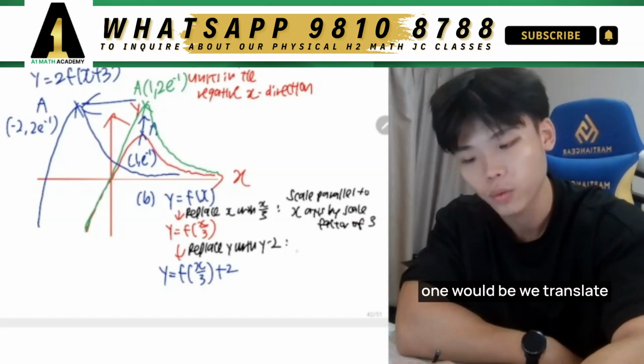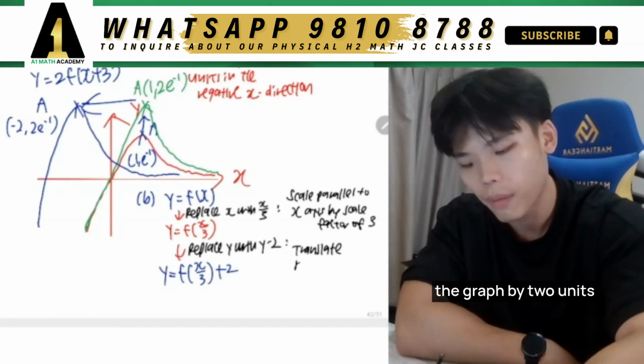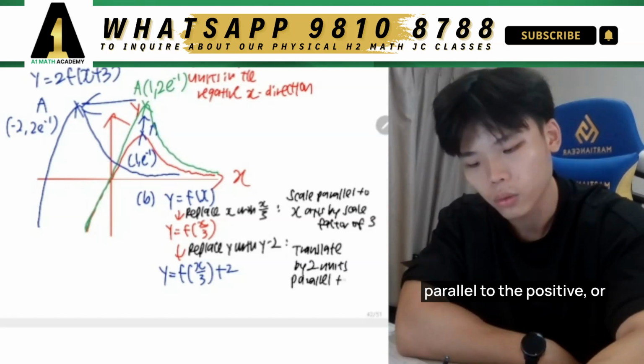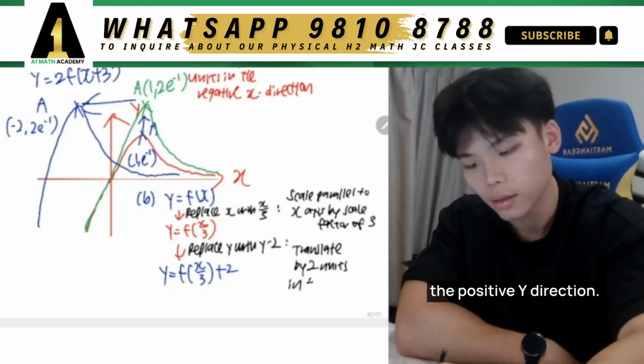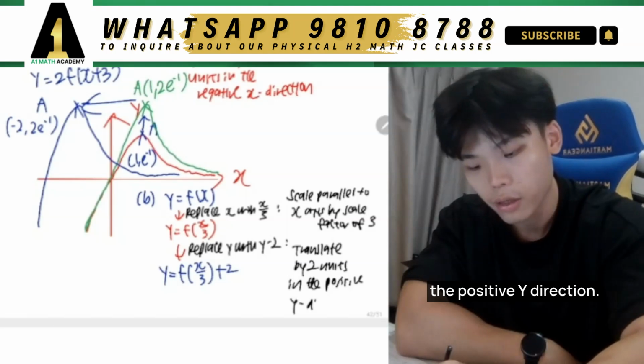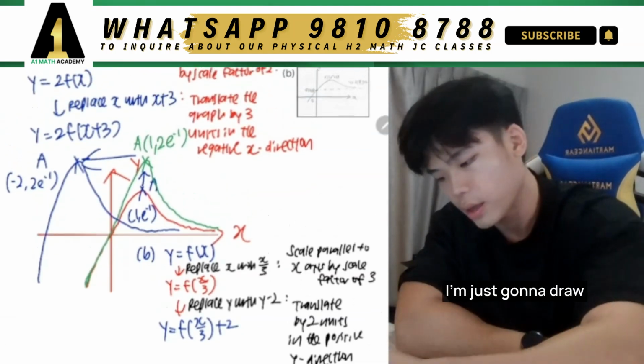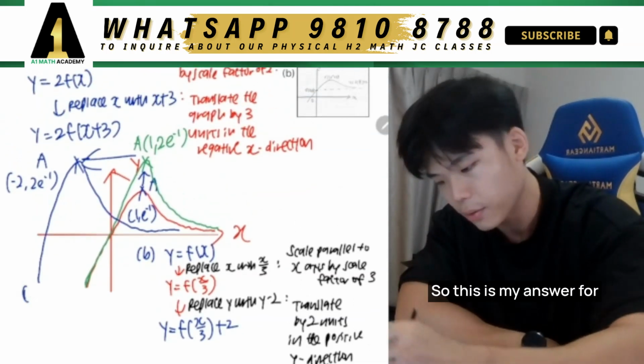And then the next one would be we translate the graph by 2 units in the positive y direction, right? That's the whole idea behind it. So okay, I'm just going to draw on the same graph. Okay, so this is my answer for part A.